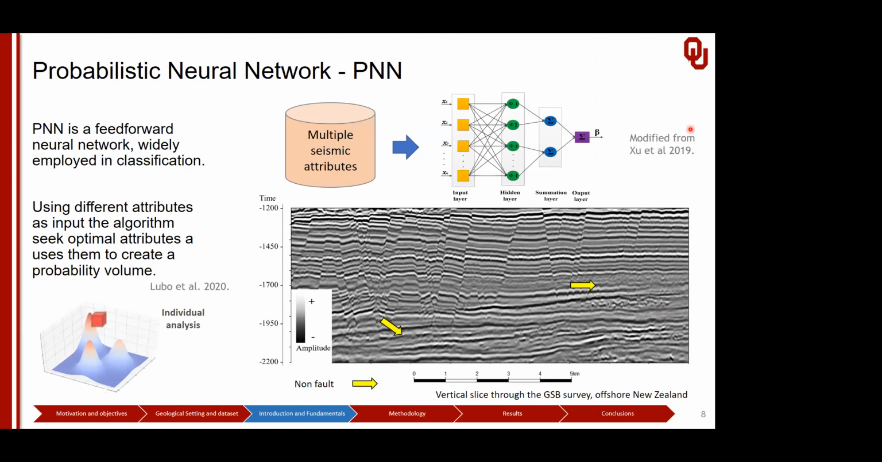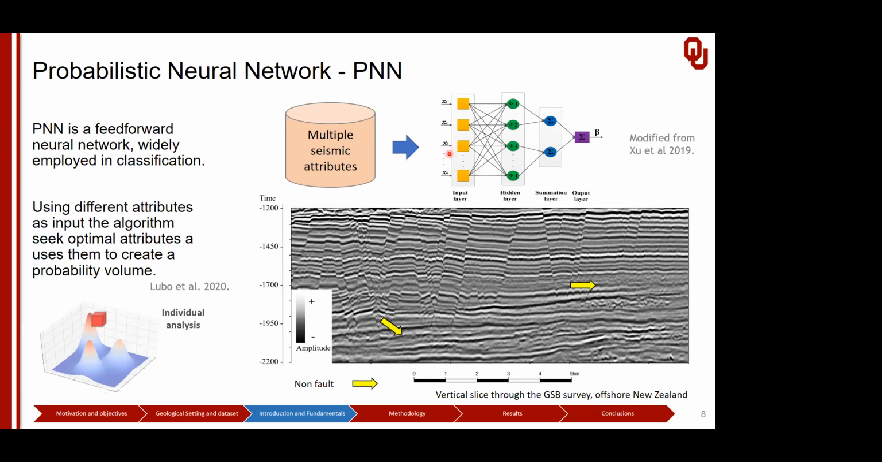Then there's PNN, or probabilistic neural networks. Probabilistic neural networks are widely employed in classification and pattern recognition. Lubo et al. present a salt or no salt classification, and they also present a probability volume. In this case, this is what we want to find, a probability volume, but a fault probability volume. The PNN has 4 layers and employs a probability density function and a non-parametric function to approximate the initial class.